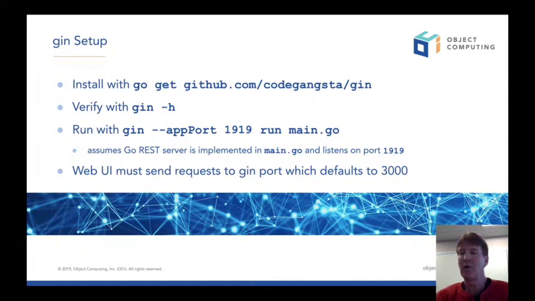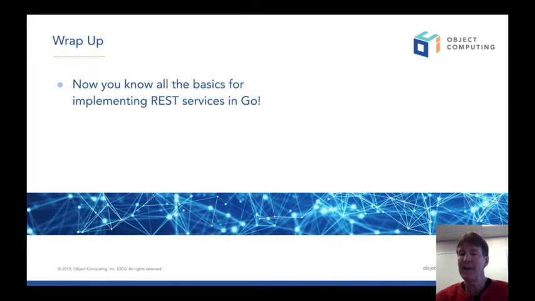We need to tell it the port on which the server is listening, 1919 in our case. Gin acts as a proxy for requests. By default, it listens on port 3000. So requests sent from web UIs and from PostgreSQL need to be modified to go to port 3000. That's it. You now know everything you need to get started implementing REST services in Go.